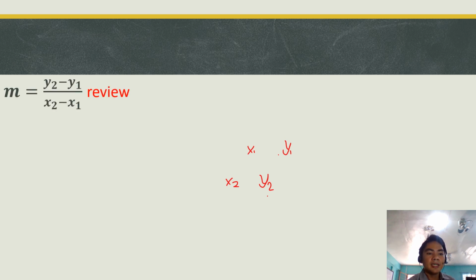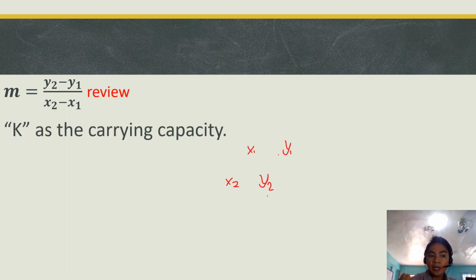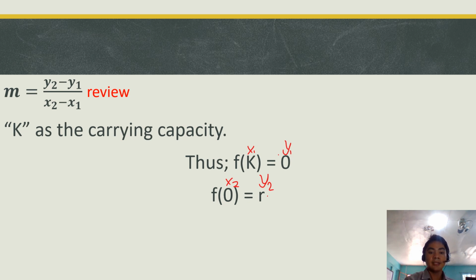Now let us review the formula of the slope, m, which is y sub 2 minus y sub 1 over x sub 2 minus x sub 1. Now we are letting capital K be the carrying capacity. Thus f of K is equal to 0, and f of 0 is equal to r. In this case, x sub 1 is equal to K and y sub 1 is equal to 0, and then x sub 2 is equal to 0 and y sub 2 is equal to r.